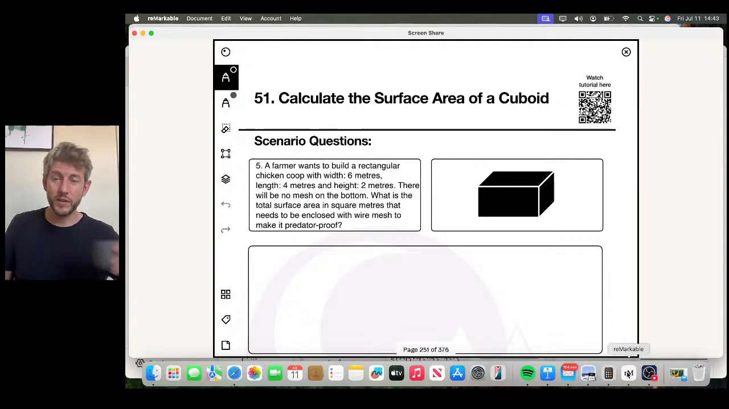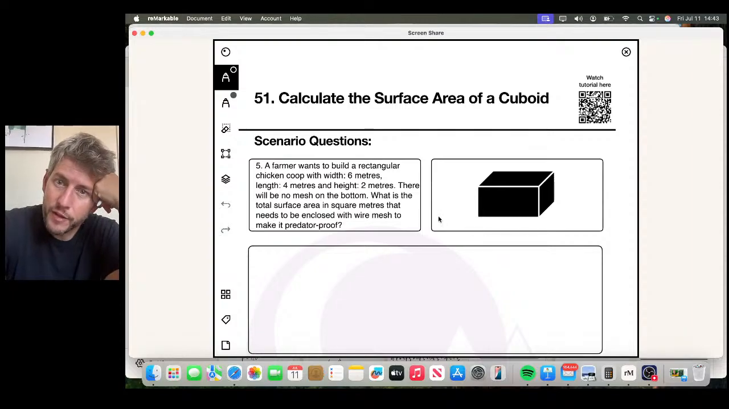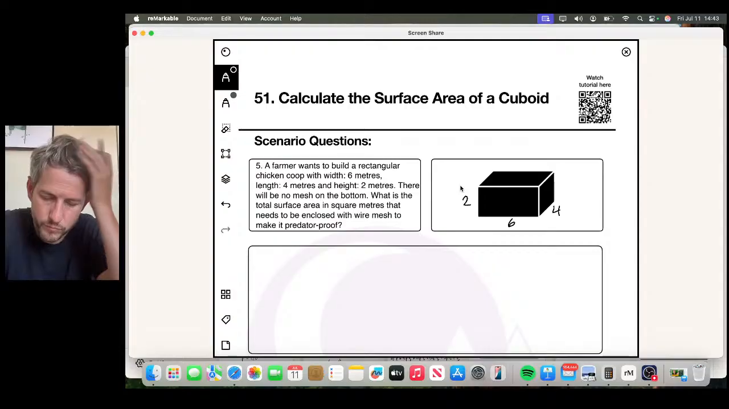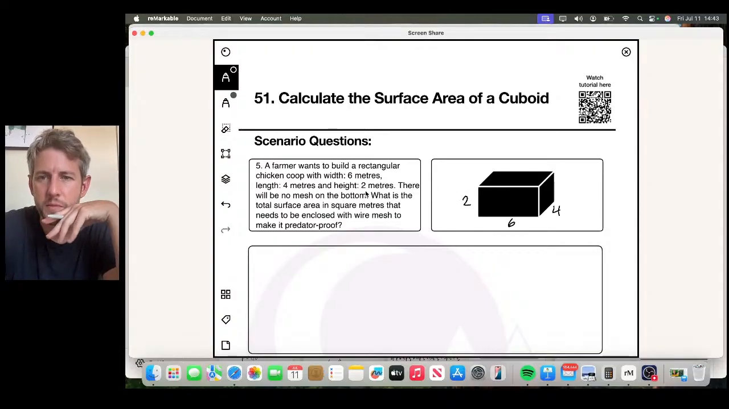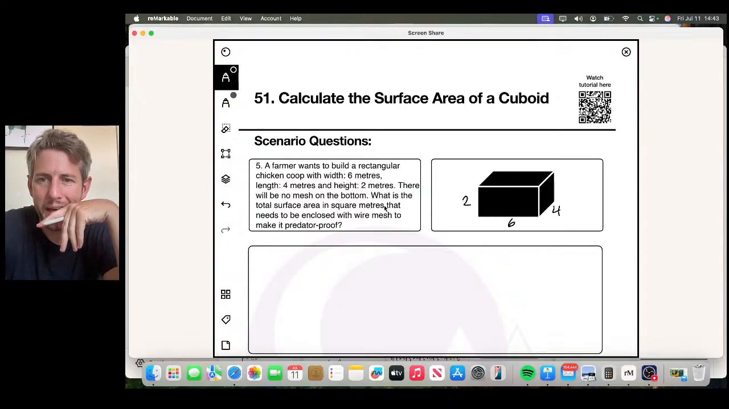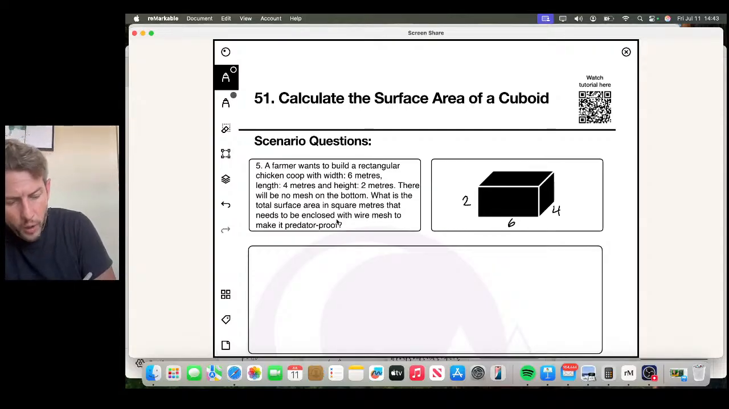Okay, great. Right, question 5. A farmer wants to build a rectangular chicken coop with width 6 meters, length 4 meters and height 2 meters. So let's just put that on. So we've got 6, 4, 2. There will be no mesh on the bottom. What is the total surface area in square meters that needs to be enclosed with wire mesh to make it predator proof? Okay, so we need the top once.